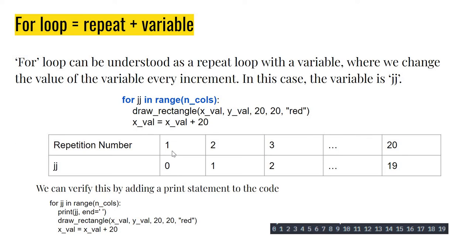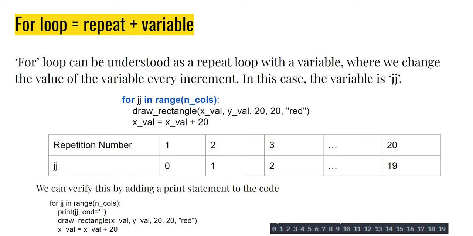So what's going to happen is that in repetition 1, JJ will be 0 because JJ is in this range, so this sequence. In repetition 2, JJ will be 1, in repetition 3, JJ will be 2, because remember this sequence exactly is what range n calls had given us, right? So basically, JJ is taking every value from that sequence as the loop is proceeding.